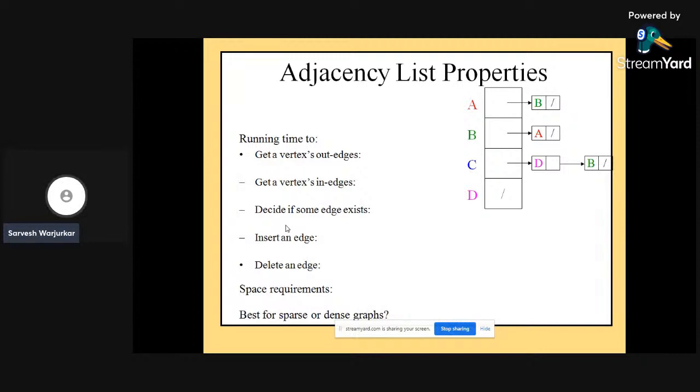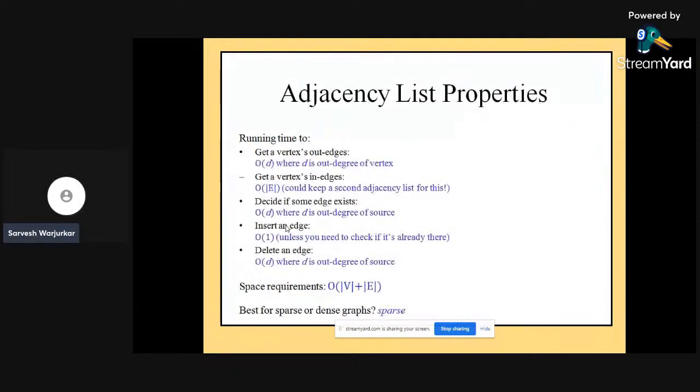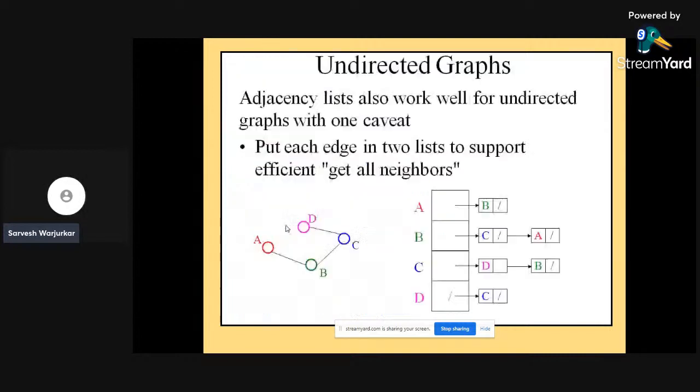The space requirement may be best for sparse graphs, again adjacency list. Getting a vertex's out edges is order of d, where d is the out degree of the vertex. In edges is order of E, unless you keep a second adjacency list for this. To decide whether some edge exists or not, it is order of d, where d is the out degree of the source, unless you need to check if it's already there. In that case, the space requirement is order of V plus E, sorry, the space complexity is order of vertices plus edges.